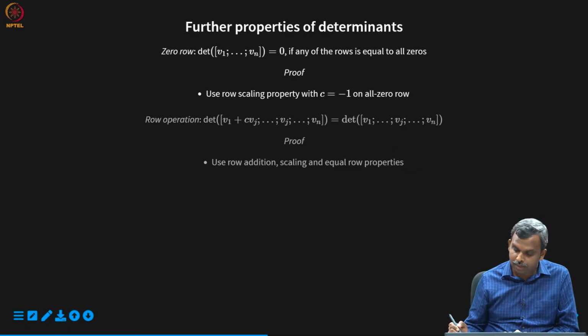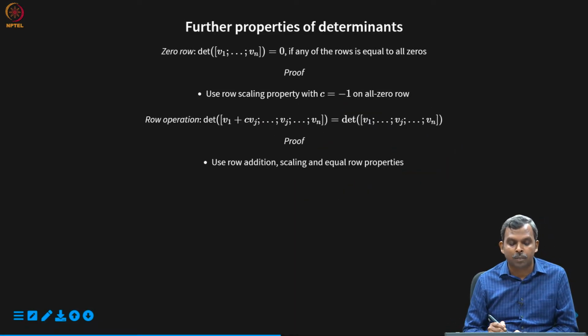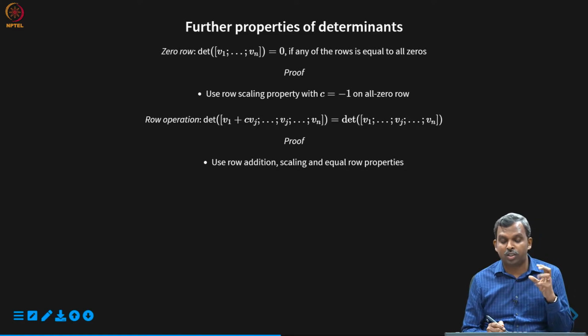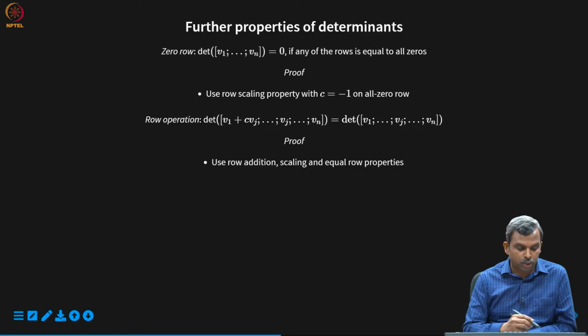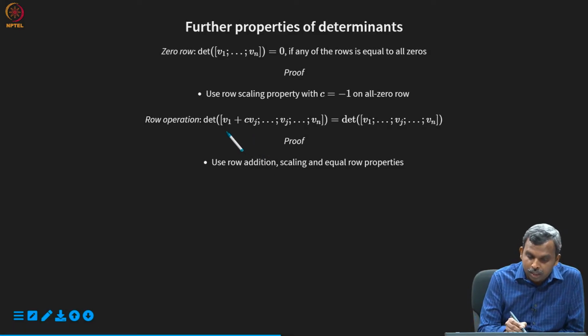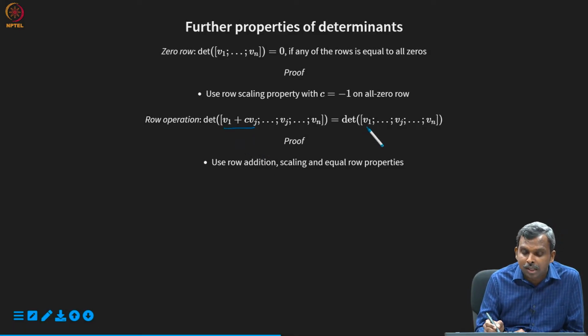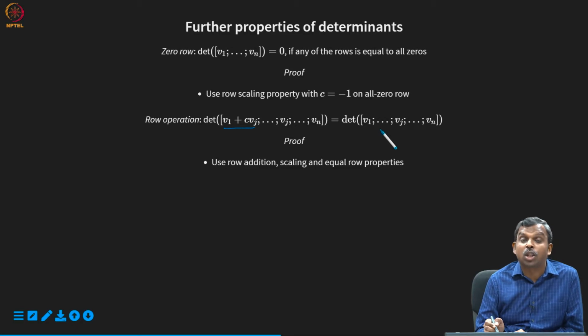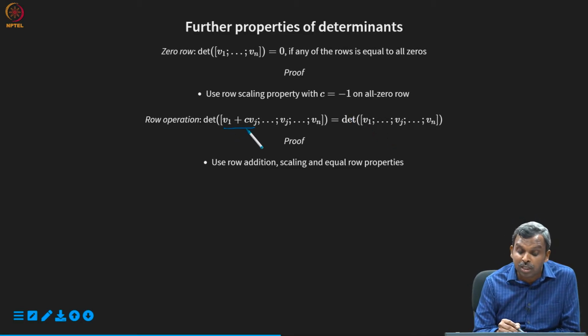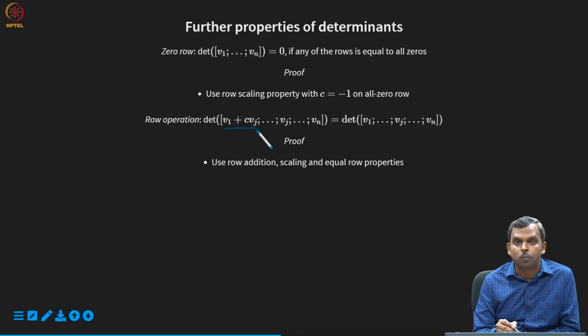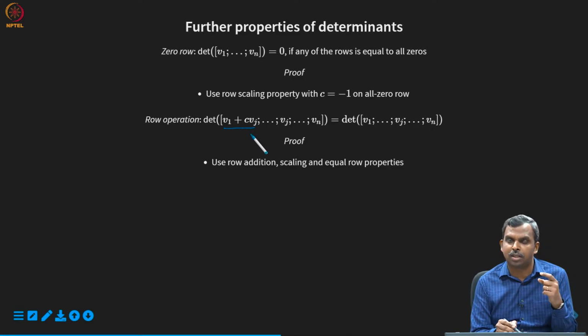Okay, so let's go to the next property. The next is this row operation. We saw this elementary row operation where you did something like this, right? You took row 1 and added C times row j to it, right? So this is the operation V1 plus CVj. Now what happens to the determinant when you do this? That's a question that one can ask. It turns out the determinant does not change when you do an elementary row operation of this form, V1 plus CVj. Of course, there are other elementary row operations, like for instance multiplying a row by C.